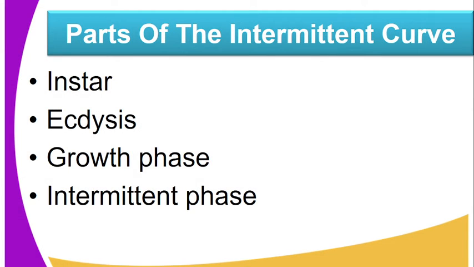So, the intermittent growth curve has the following parts. Number 1, the instar. Number 2, the growth phase. And then the intermittent phase. And you've seen the growth phase, this is where the insect grows its length. And then the intermittent phase, this is where the shedding of the exoskeleton happens.